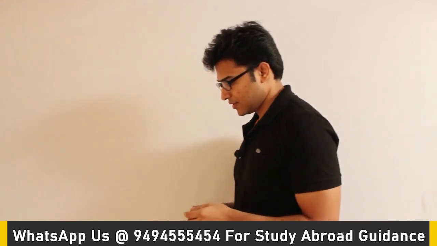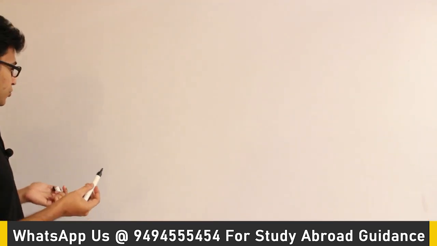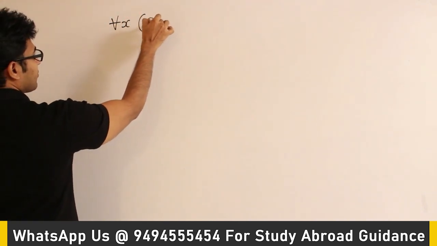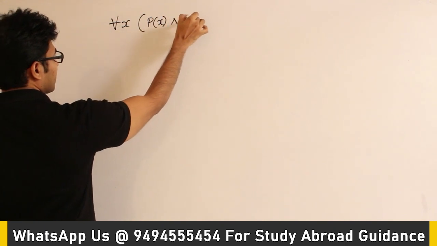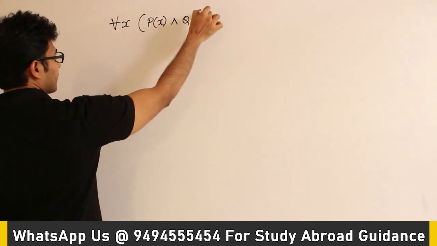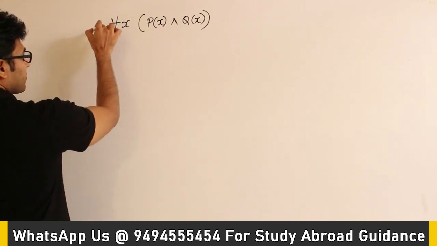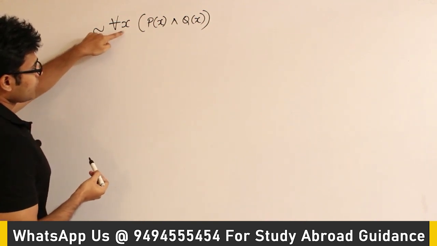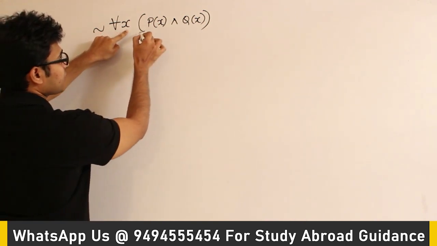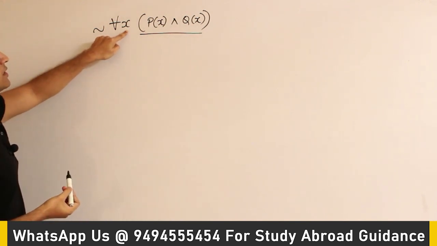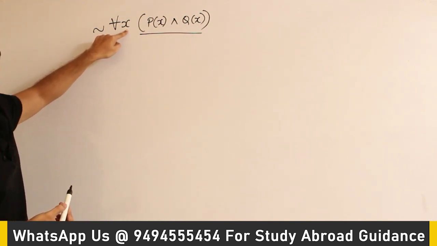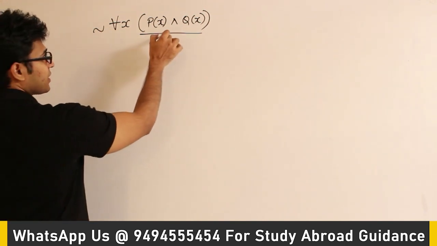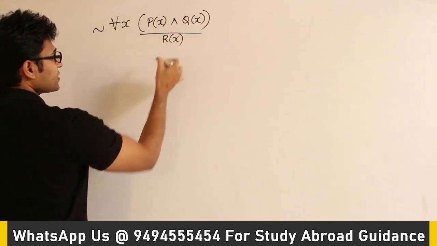Now let's see quantifiers with negations. Some important formulas are like this. For all x, assume that p of x and q of x is given. If you want to apply negation, then whatever is the scope of this quantifier, this entire part, you take it as one single propositional function. For example, you can take this entire thing as r of x and then you can do it easily.